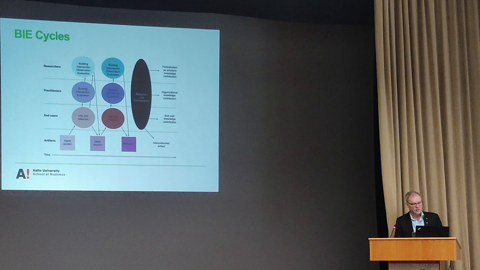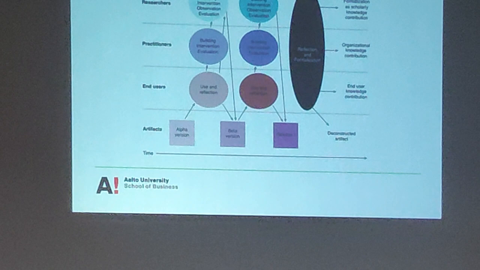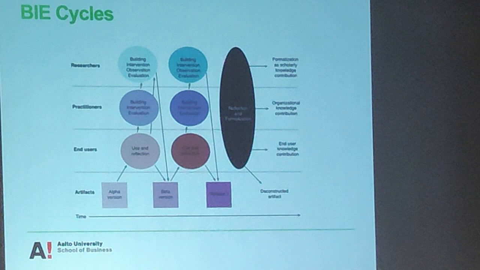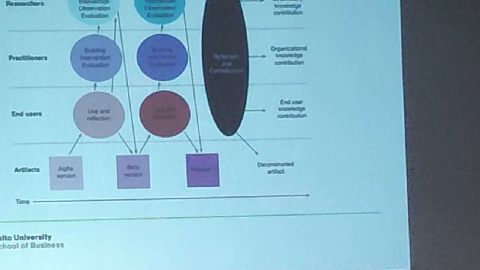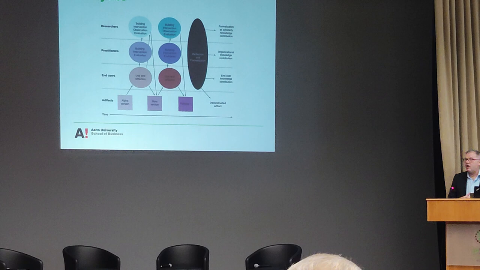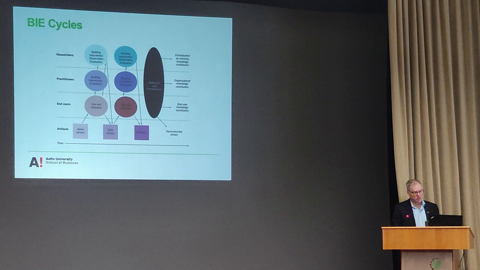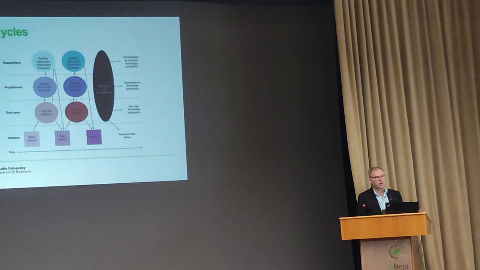Here I have an example, a picture of the building and intervention cycles. You can see we have different roles in here: researchers, practitioners, and end users. And then you have artifacts. First we have something like artifacts that end users use, practitioners build further, and researchers evaluate, and notice that these roles can be and should be mixed. In many cases I see this done so that doctoral students are both practitioners and researchers, and they work in a certain environment, certain organizations.